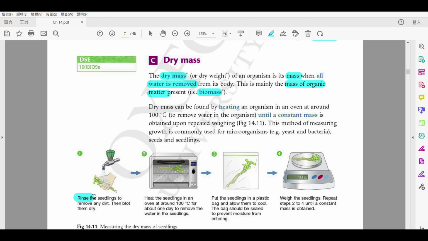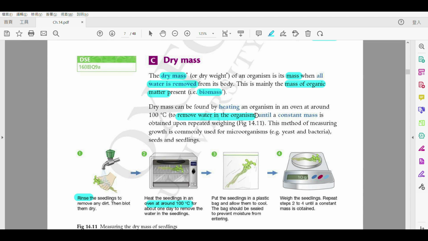So what is happening? First of all, we need to clean it. You need to rinse, make sure that other than the organism, there will be nothing else. Okay? And then you heat it at around 100 degrees Celsius. So you can think about, why is it 100 degrees Celsius? Why is it not like 1000 degrees Celsius? Because we only want to remove the water inside the organism. Okay? So we are not like burning it.